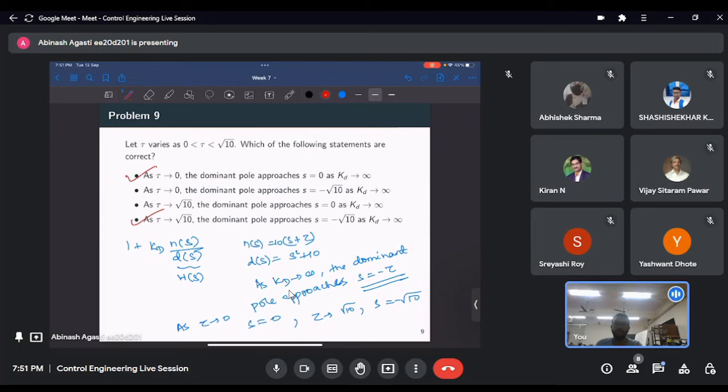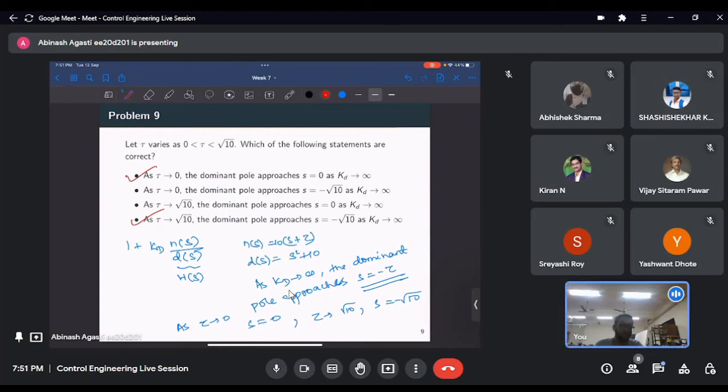Yeah? We are clear on how we got this? Yes. Okay. Yeah, is anyone saying something? Sir, is there any formula for dominant poles if we have multiple poles?